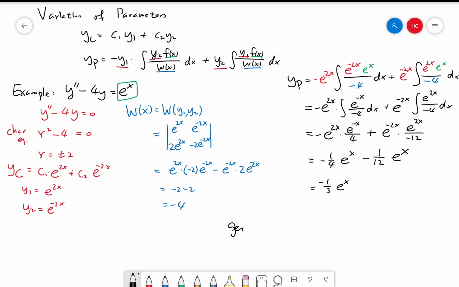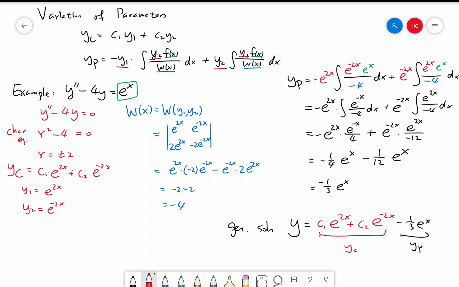So the general solution is y equals the complementary part plus the particular part, which is actually a minus.